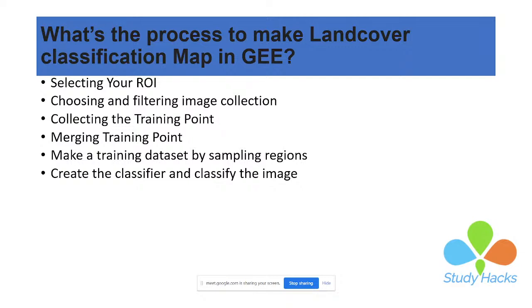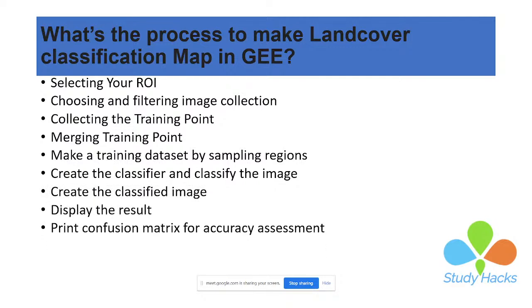It can be random forest, it can be minimum distance, it can be classification and regression trees, it can be support vector machine. Okay, so there are a lot of classifiers available here. We can classify the image and create the classified image. Okay, then we need to display the result.